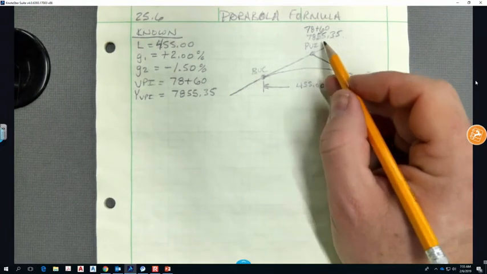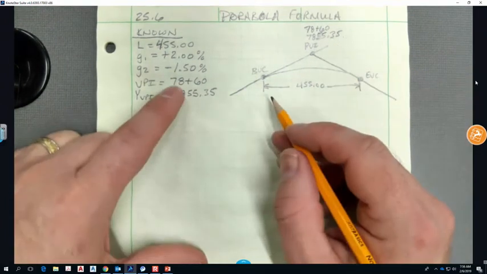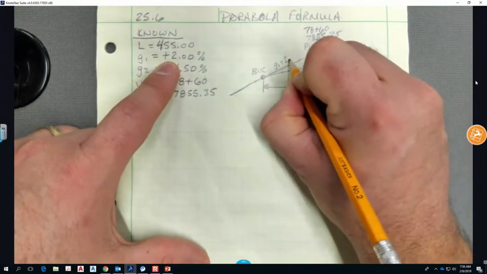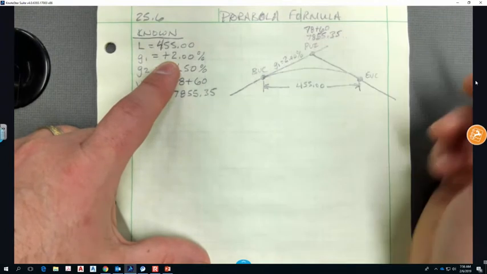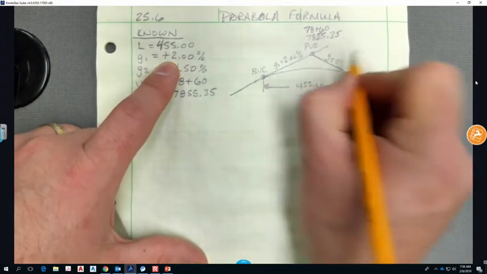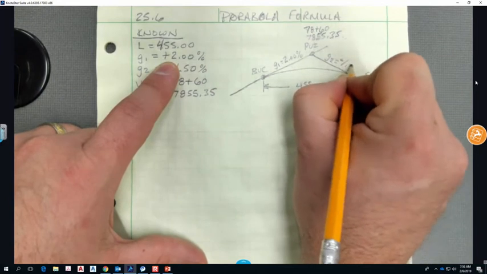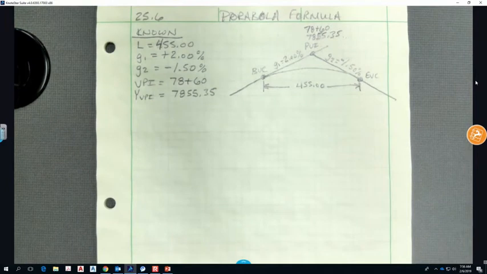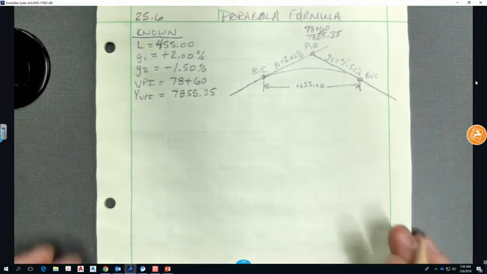So I know the PVI, elevation, station, and I can populate my grades on there. So G1 is 2.00%. G2 is a negative 1.50%. All right, so I just filled out all the information on my curve that I drew. So for you guys, when you do the homework, you're going to actually draw this to scale. Okay? Cool. All right, so let's look at the formula first.